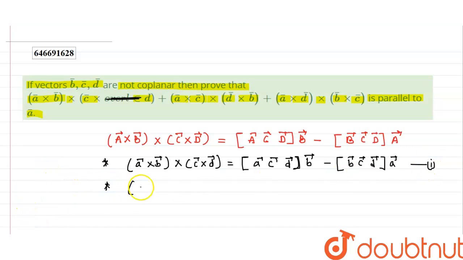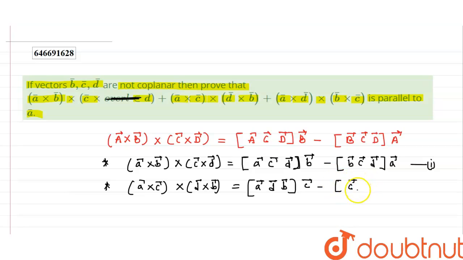Next one is A vector cross (C vector cross (D vector cross B vector)). Okay, so that one is equal to, you can write down, A dot B times C vector minus the box [C, D, B] times A vector, that is equal to 2.